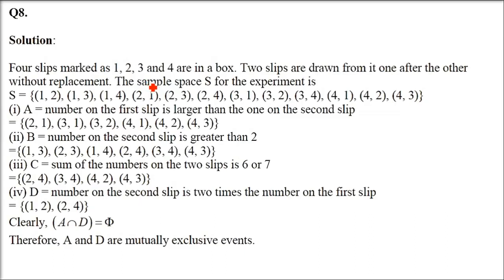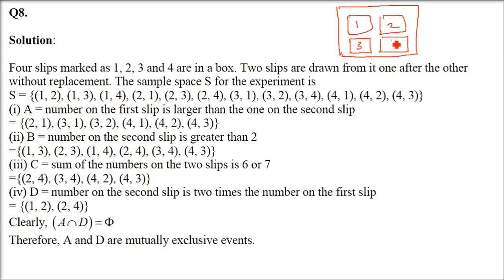Next, the numbers 1, 2, 3, 4 are written separately on 4 slips of paper. The slips are then put in a box and mixed thoroughly. A person draws 2 slips from the box, one after another, without replacement. Describe the following events A, B, C, D. So there is a box, and in the box there are slips 1, 2, 3 and 4. Two slips are taken one after another, and they are not being replaced.